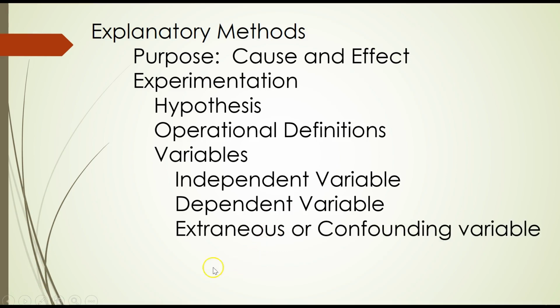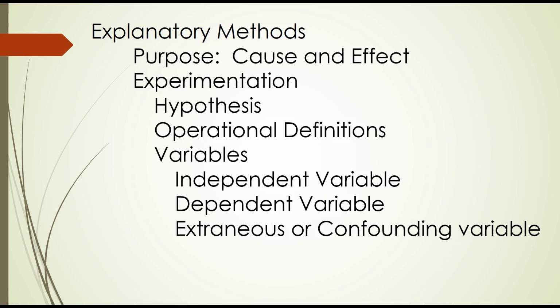Another type of variable that we have is what's called an extraneous or confounding variable. This is basically any variable other than the independent variable that might have an impact on the dependent variable. So if we were looking at an experiment on alcohol consumption and reaction times, and the hypothesis was that alcohol consumption causes a decrease in reaction times, the independent variable would be alcohol consumption. I would have different groups that were each consuming different levels of alcohol. The dependent variable would be reaction time.